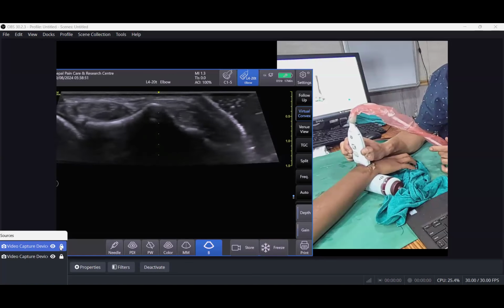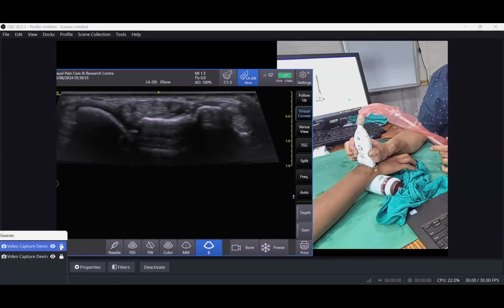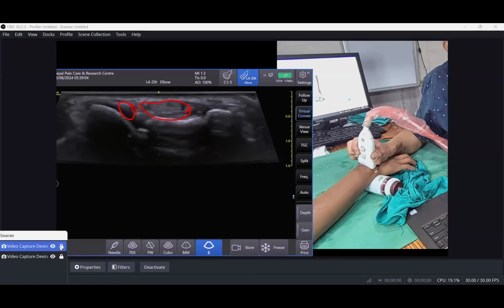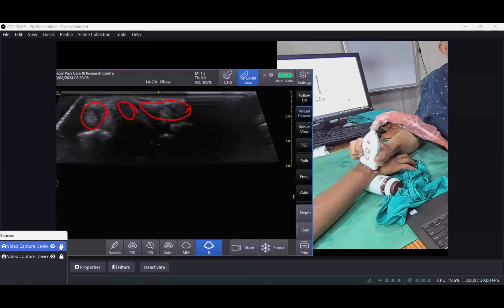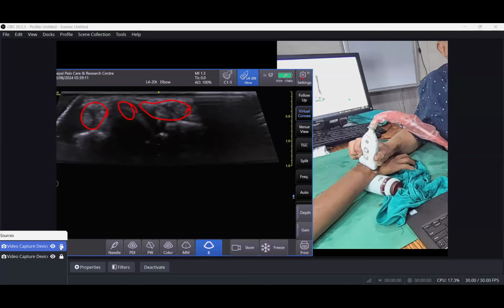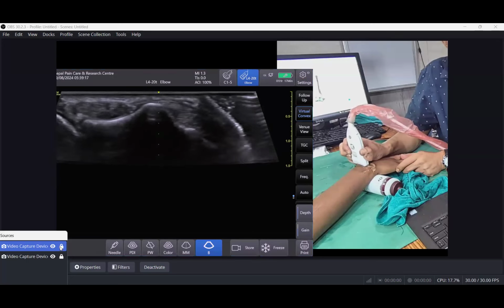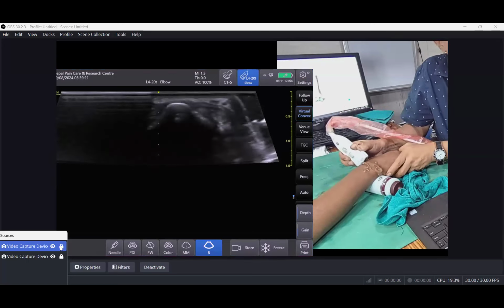You can see one tendon there, compartment number 3. If I go more laterally, you can see compartment number 4, very nicely seen. And this one is compartment number 5. And if I go more laterally, this one is compartment number 6. So this is how you identify the various compartments.